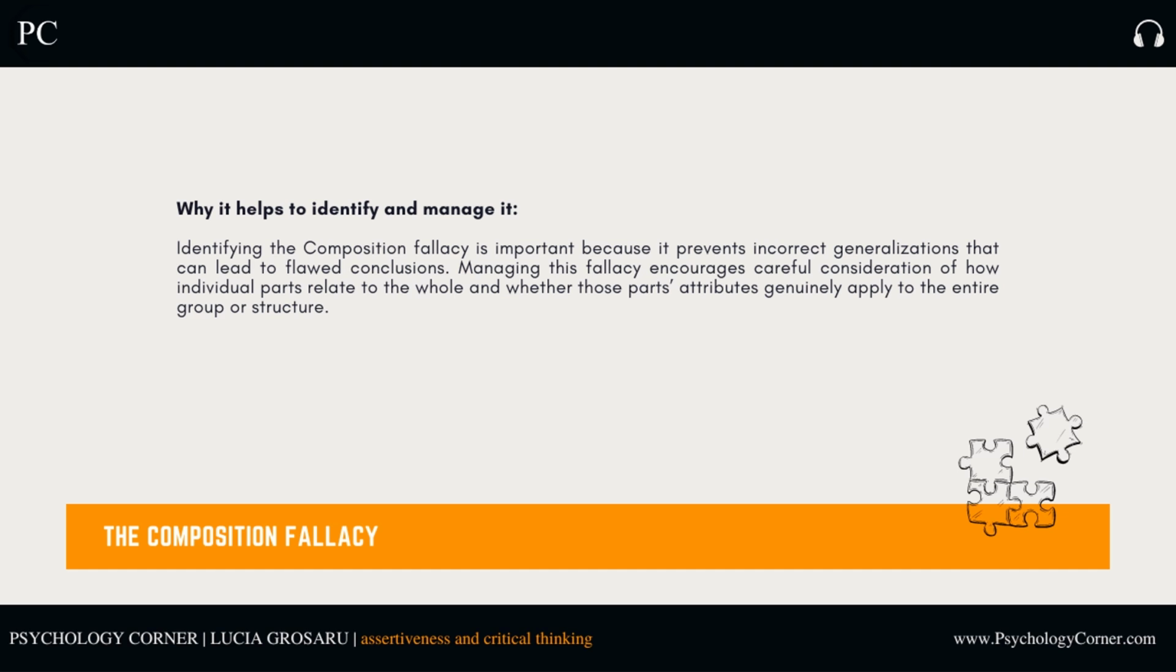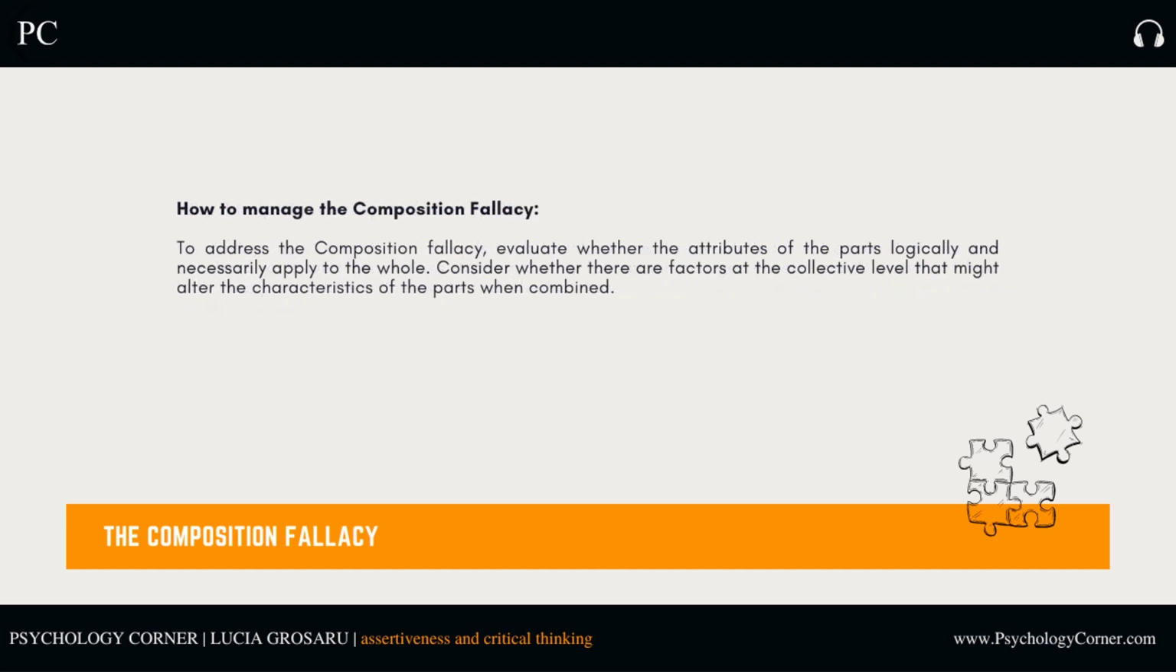Identifying the composition fallacy is important because it prevents incorrect generalizations that can lead to flawed conclusions. Managing this fallacy encourages careful consideration of how individual parts relate to the whole and whether those parts' attributes genuinely apply to the entire group or structure. To address the composition fallacy, evaluate whether the attributes of the parts logically and necessarily apply to the whole. Consider whether there are factors at the collective level that might alter the characteristics of the parts when combined.